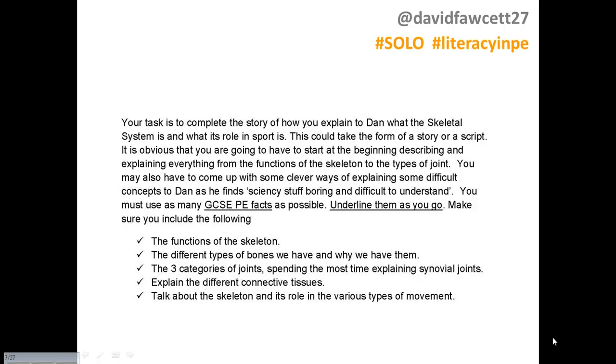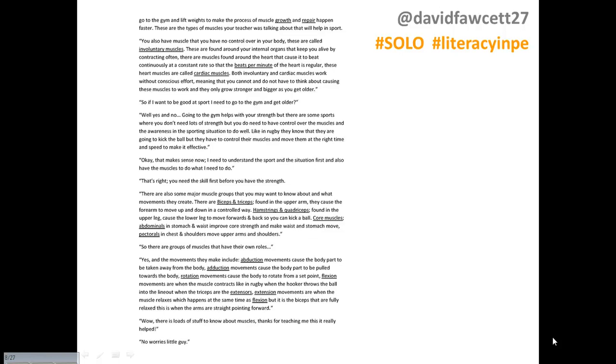So it says here they need to cover the functions of the skeleton, they need to explain the different types of bones, and also things like they need to talk about the skeleton and its role and the various types of movements that happens. Now, as you can see, students have obviously completed a piece of work for me. This one's actually a muscular piece of work for me, and they've carried on from the cliffhanger, and as I've said, they've gone through and they've underlined all the key words and the definitions and the specific terminology that I've asked them to throughout their text.